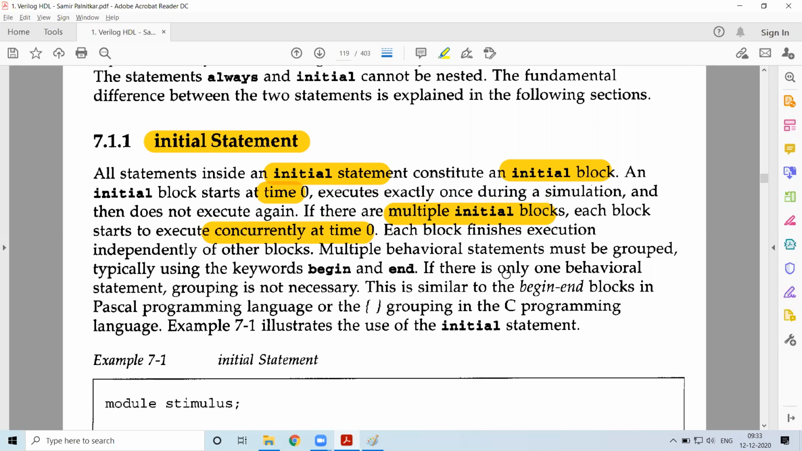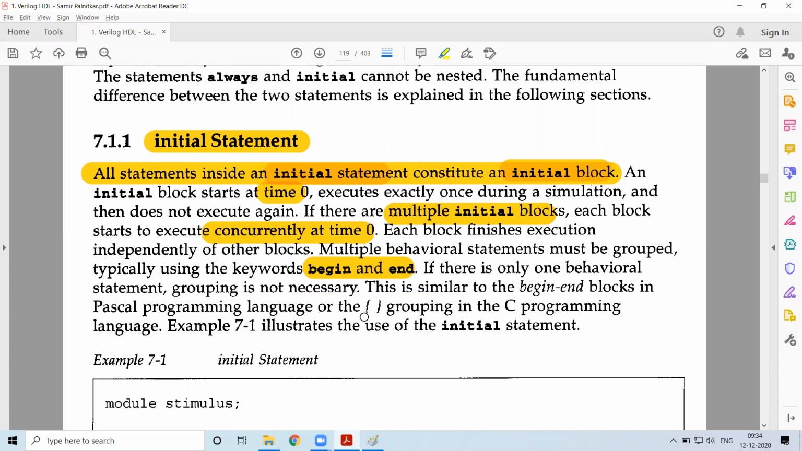Then here, as specified, all the statements inside the initial statement constitute the initial block. An initial block can have a single statement or more than one statement. When it has only a single statement, there is no need to use begin and end keywords. You can use them, but it is not required if only one statement is present within the initial block. If multiple statements are there, and I have to club them and identify that they all belong to one initial block, then I have to make use of the keywords begin and end.